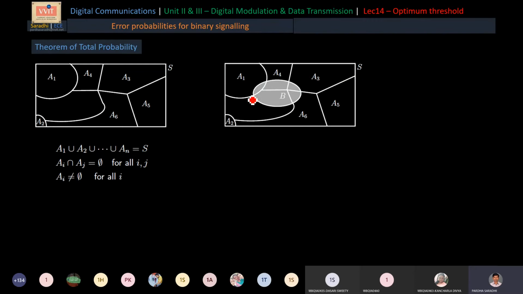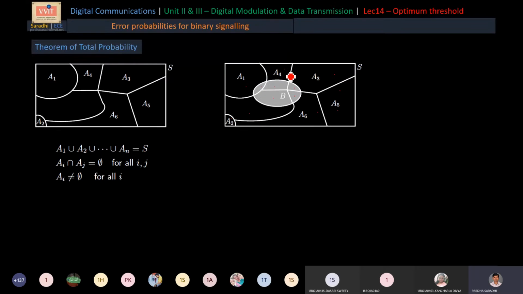And S is having several points. This is a point, this is a point, this is a point, this is a point, this is a point, and this is a point. Now, what do you understand here? Suppose this point is the outcome of an experiment. Then we can say event A1 has occurred, but it doesn't ensure the occurrence of B, right? A1 does not always guarantee the occurrence of B, even though there is overlapping, right?